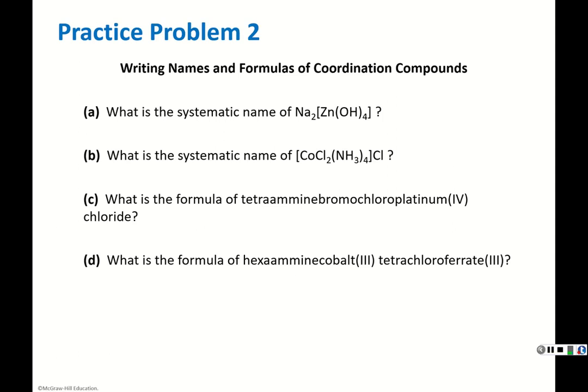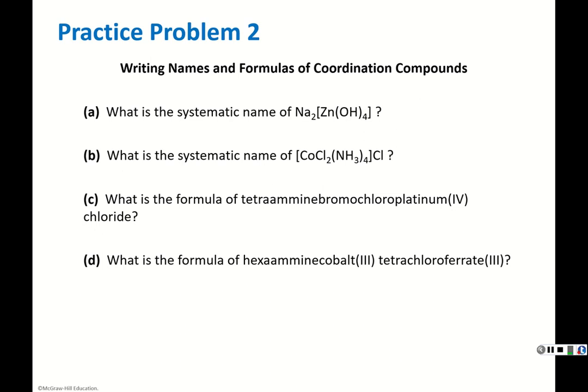Okay, so let's try some practice problems with nomenclature. Okay, the first 2, we are writing the names of these when we're given the formula. Again, not going to have you do that on an exam, but we'll go through these nonetheless. And then the second 2, you're given the full name and you have to write the formula. Okay, so what's the systematic name of this compound?